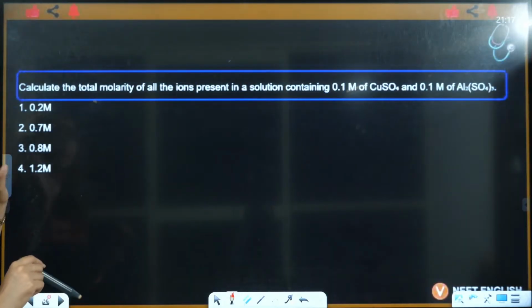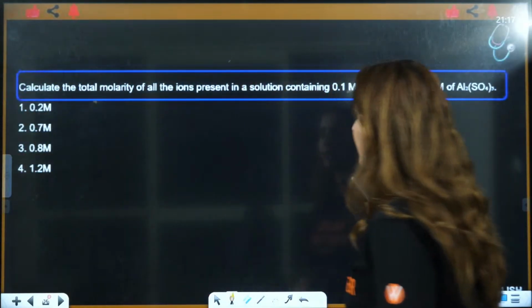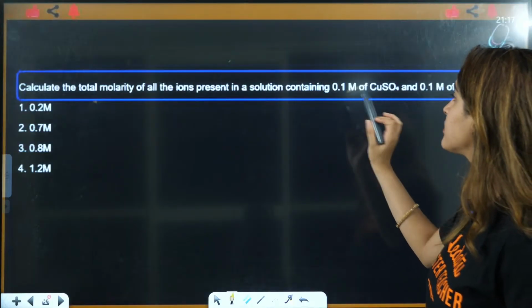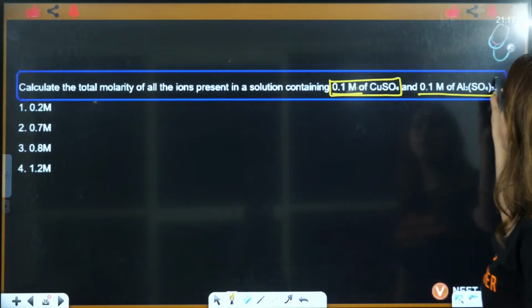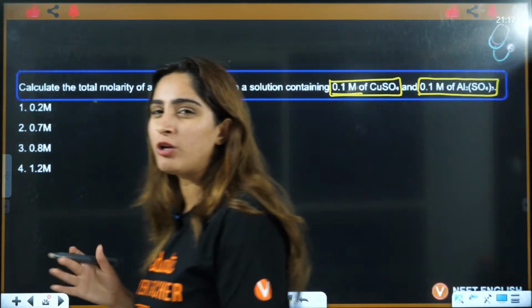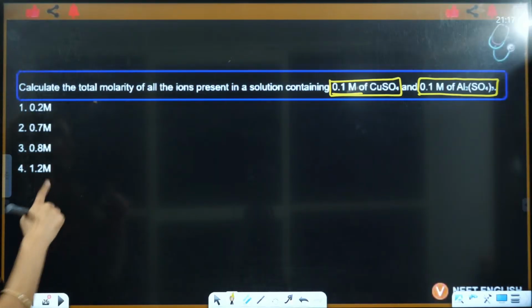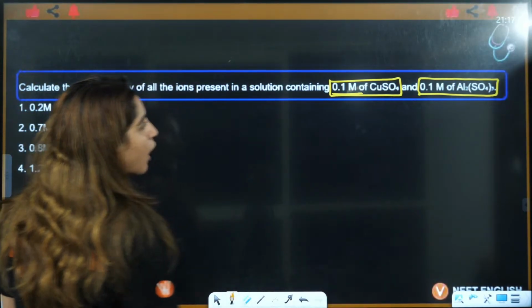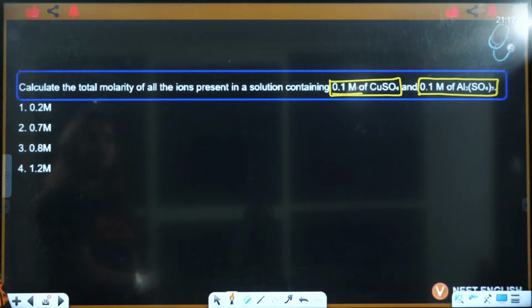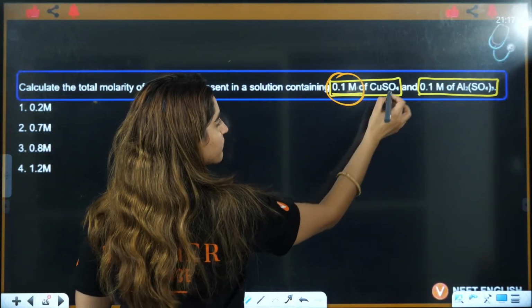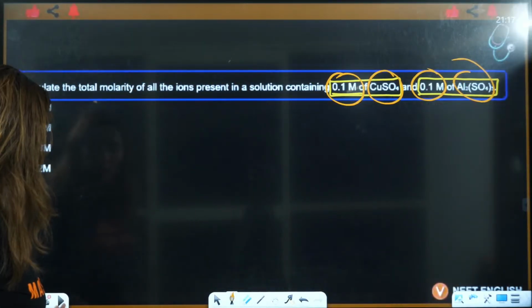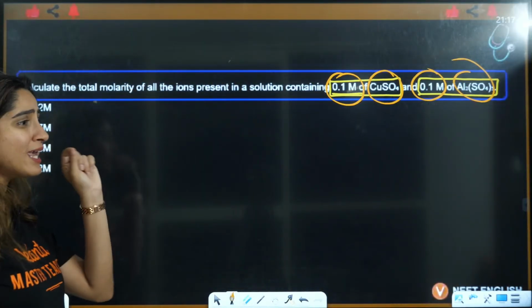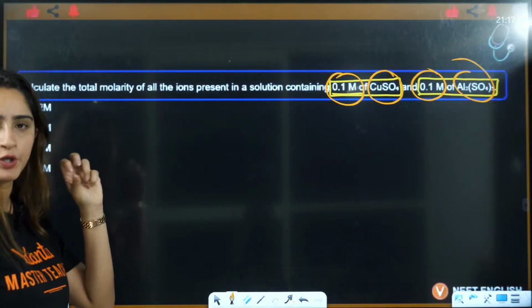That is calculate the total molarity. Now they're asking the total molarity of all the ions present in the solution containing 0.1 molar CuSO4 and 0.1 molar Al2(SO4)3. Whenever two things are given to us, how do we calculate the total molarity of the ions?